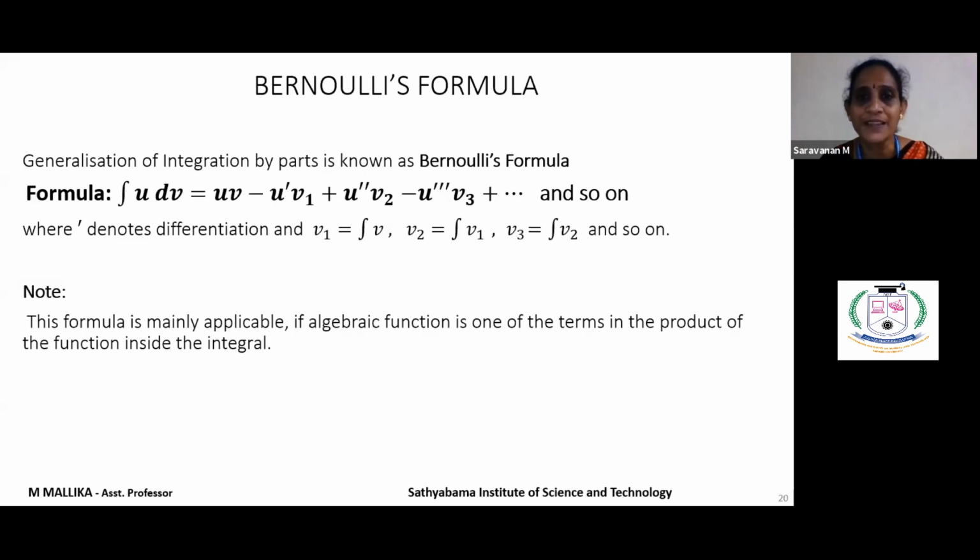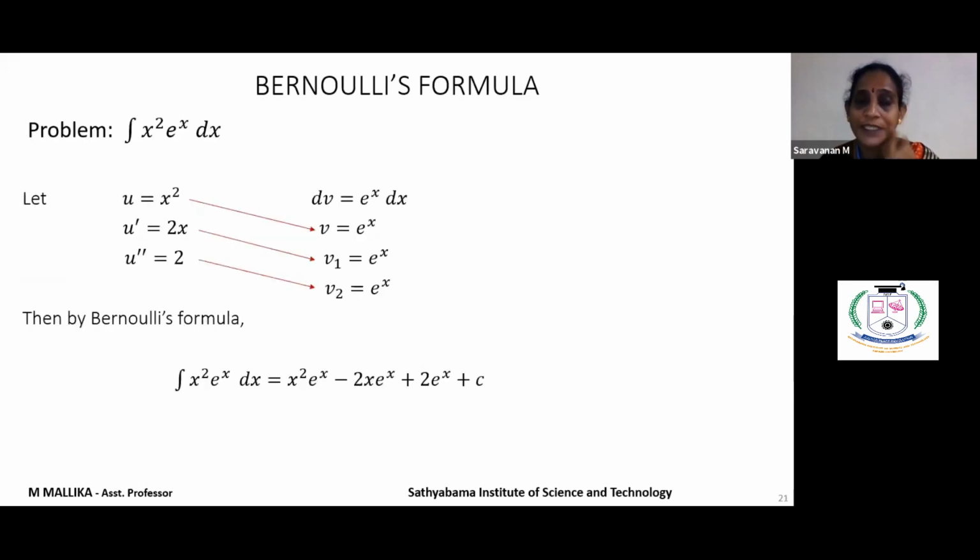So we apply this Bernoulli's formula mainly for the case when I have algebraic function as one of the terms in the product in the given function. Yes, if algebraic function appears in the product, then we normally apply Bernoulli's formula, because for an algebraic function, derivatives become 0 after a finite number of steps. So we just see one example based on this Bernoulli's formula.